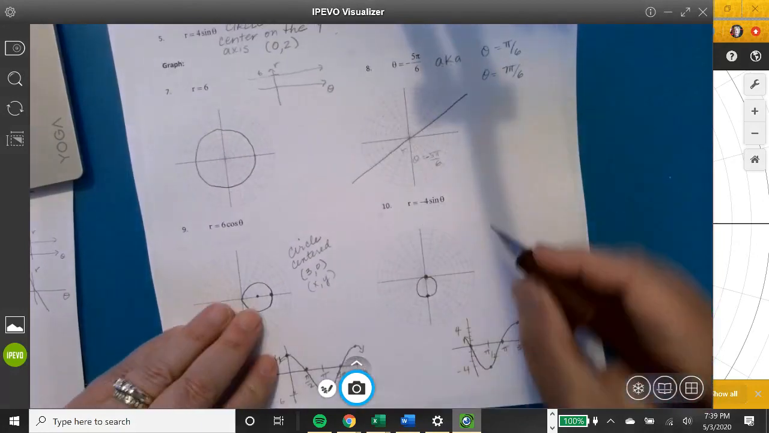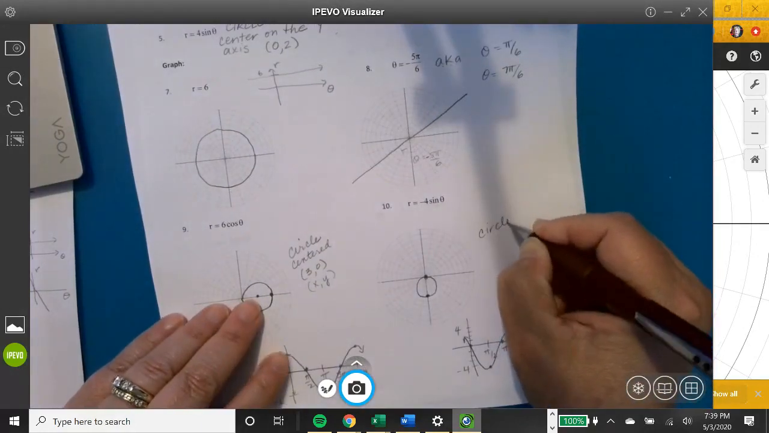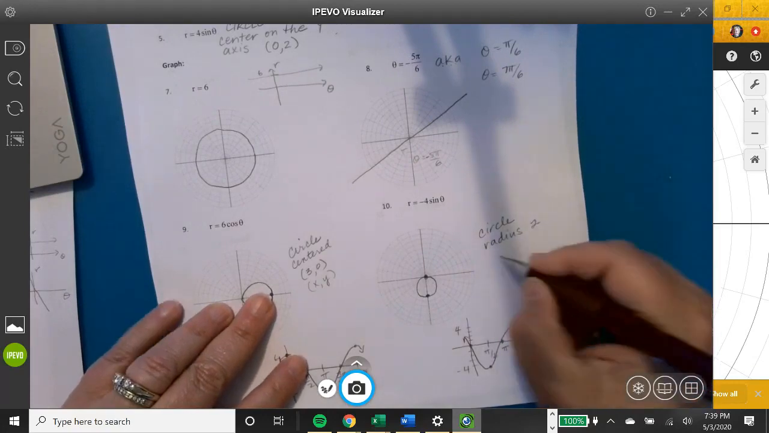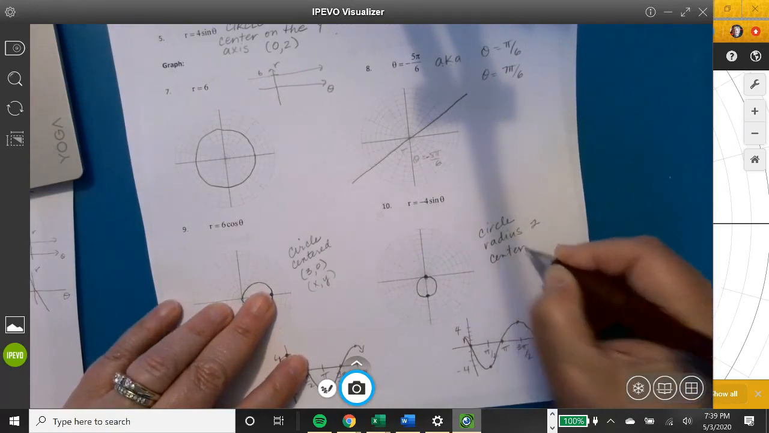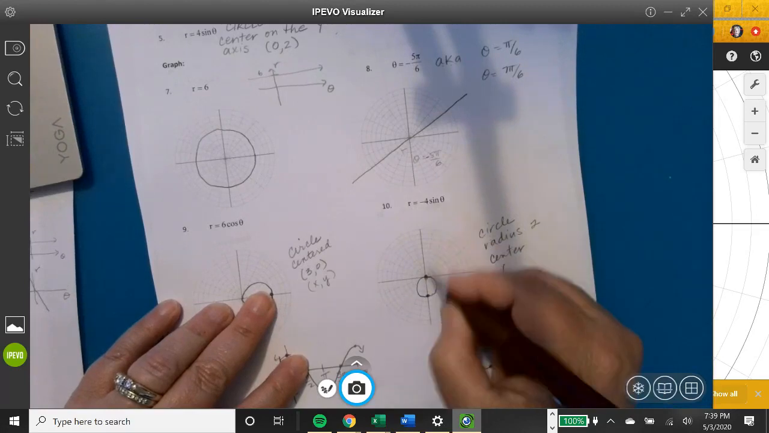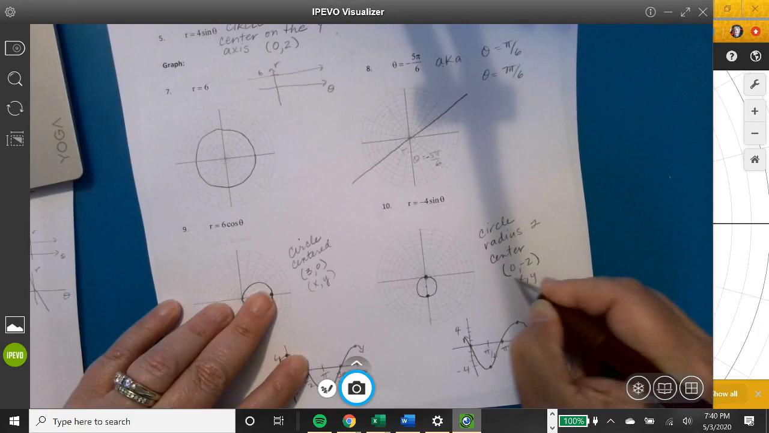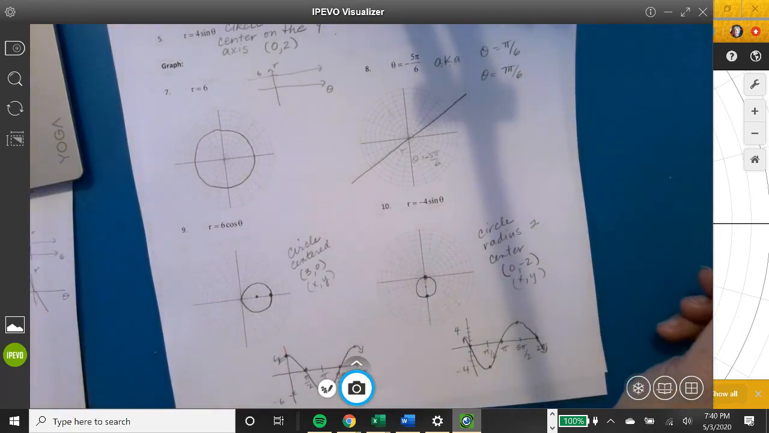All right, so this is a circle with radius of 2, and the center here in the XYville is going to be what? 0, negative 2, and that's XY. Okay?